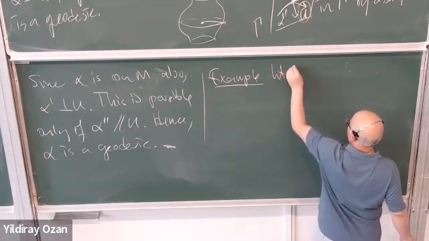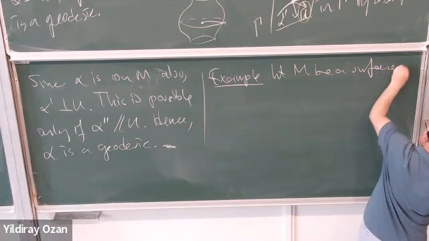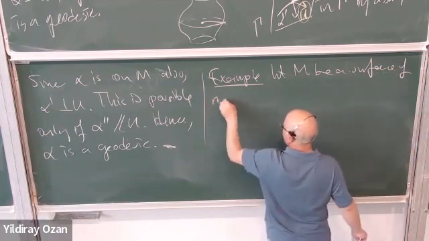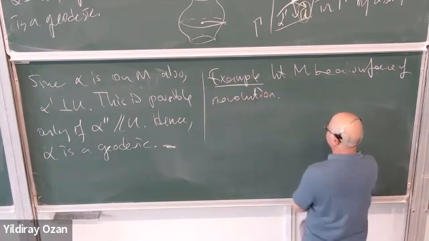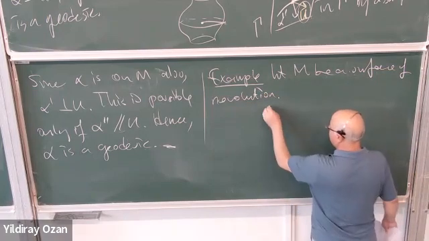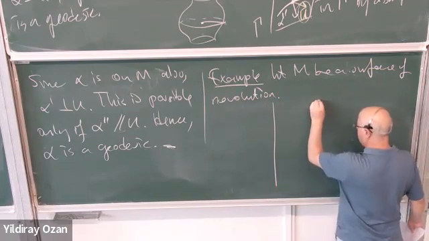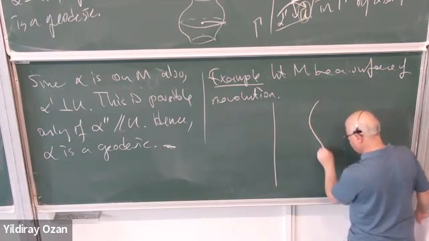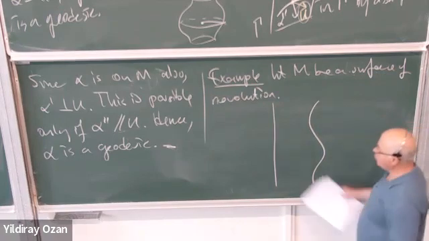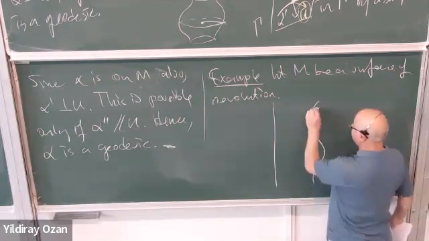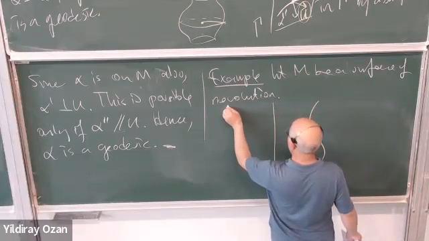Let M be a surface of revolution. Okay, so how is it obtained? Well, take any curve and just rotate this along an axis. Okay, so in this case, this axis.